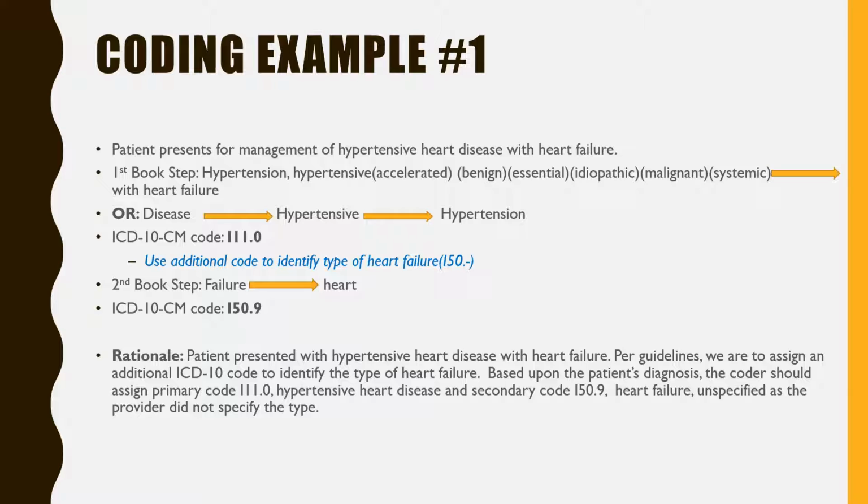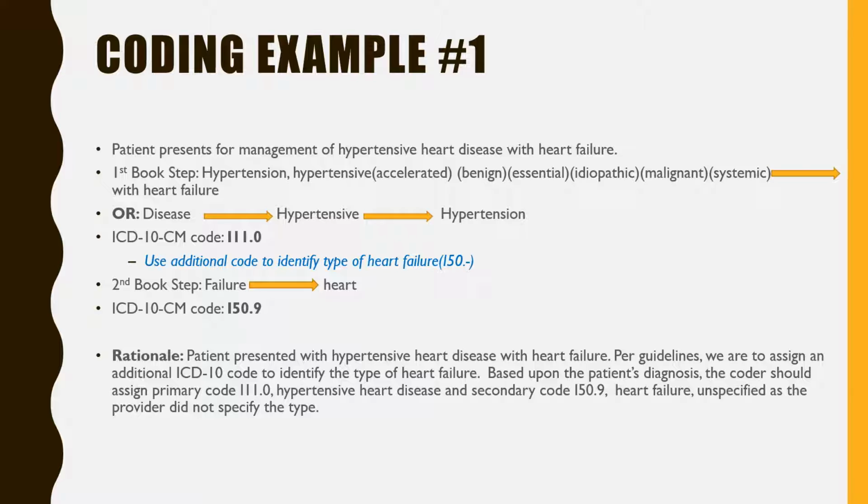Then we drill down further because we're looking for hypertension or hypertensive with heart failure based upon the patient's diagnosis. Some coders may take the approach of going to disease first, then drilling down to hypertensive, and then hypertensive guides them to hypertension. It's just an additional step that takes you back to our first book step of hypertension and then proceed from there.